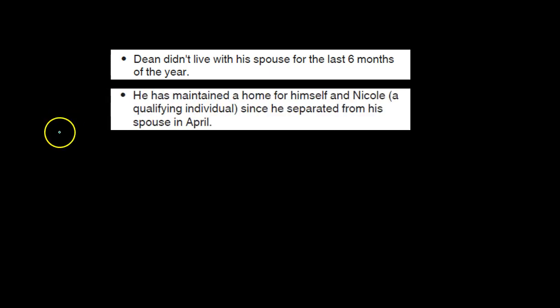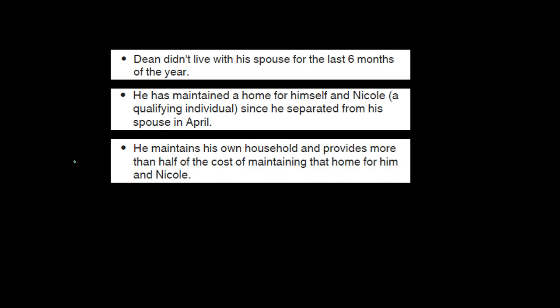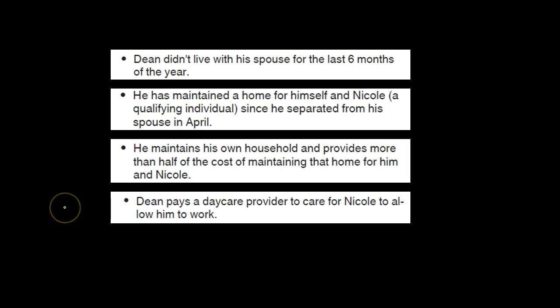Recapping the circumstances, Dean didn't live with his spouse for the last 6 months of the year. He has maintained a home for himself and Nicole, a qualifying individual, since he separated from his spouse in April. He maintains his own household and provides more than half of the cost of maintaining that home for him and Nicole. Dean pays a daycare provider to care for Nicole to allow him to work, which is, of course, the expenses that we're considering here.